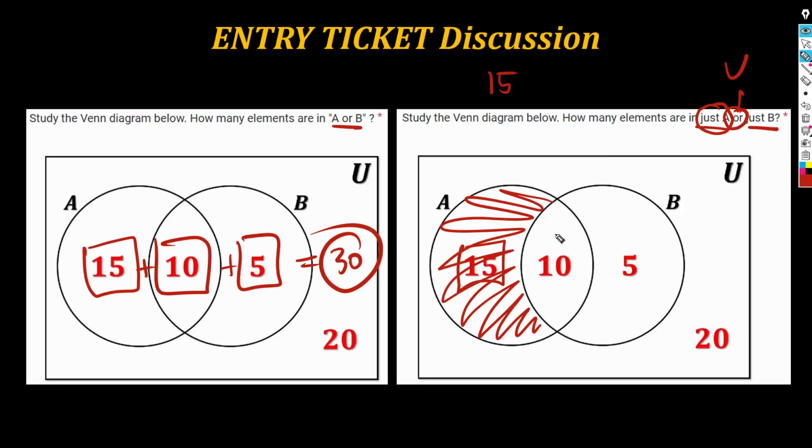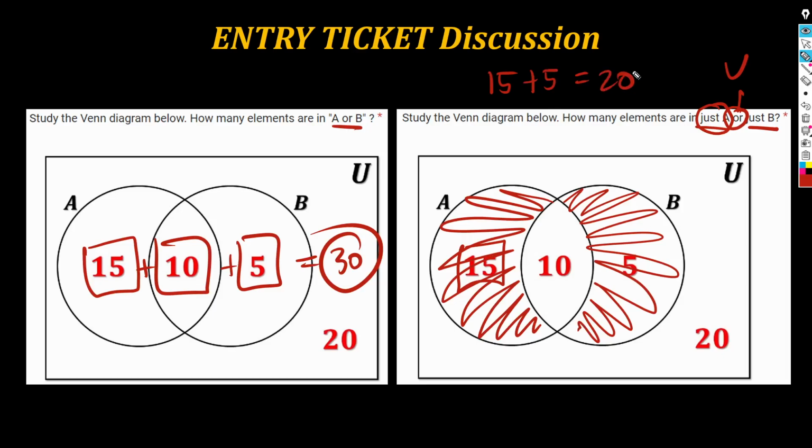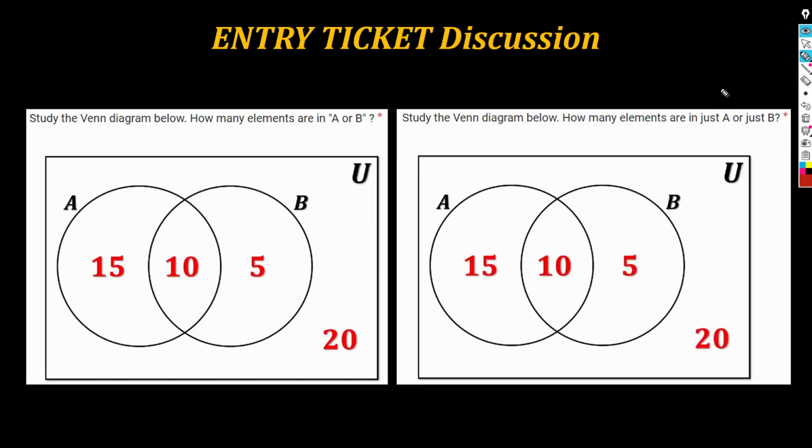Or, we add that cardinality to the region that pertains to just B. Itong kabila, just B. So, mag-add ako dyan ng 5. My answer, therefore, is 20. Elements that are just in A or just in B. It does not include the elements that are in A and B. Okay? Just in A nga or just in B.